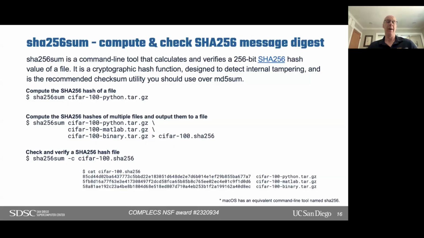And the usage is essentially the same as md5sum. We can apply it to a single file. In that first example, we could apply it to multiple files and write the results of the hashing to another text file. And then we can use the -c flag to confirm that the files have not been corrupted on disk.